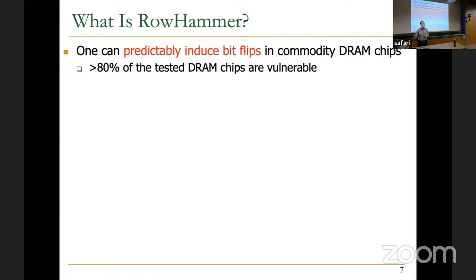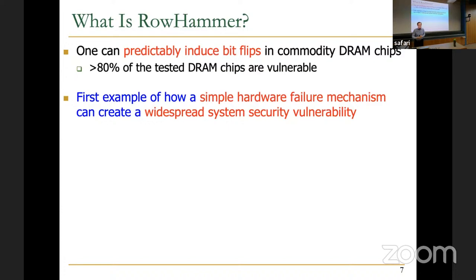And I'm going to show you more recent results also. We're going to cover the history of this over the course of about 10 years or so. And we're going to see, of course, why this happens a little bit. This is, as far as we know, the first example of how a simple hardware failure mechanism at the hardware level, circuit level, can cause a serious widespread system security vulnerability.